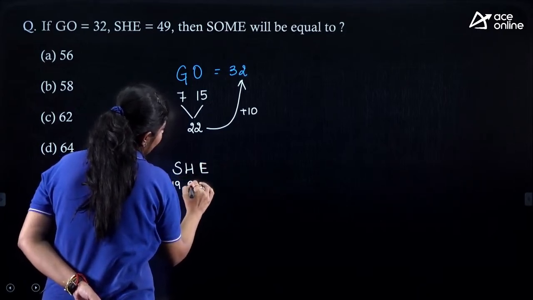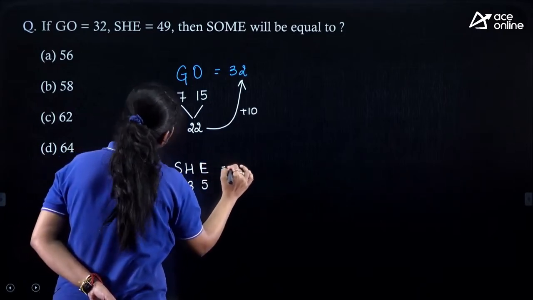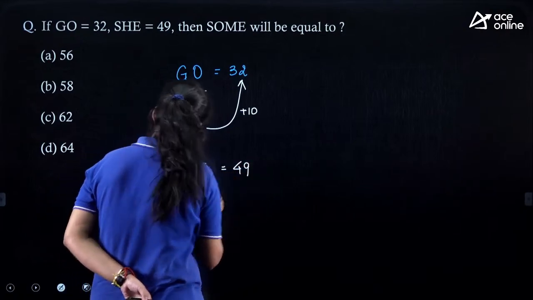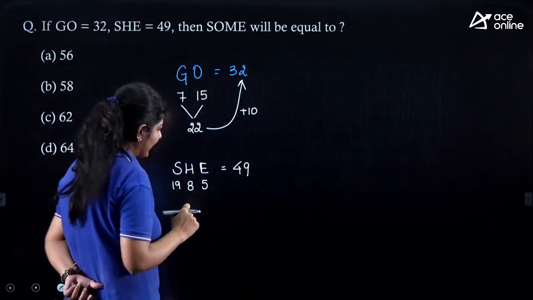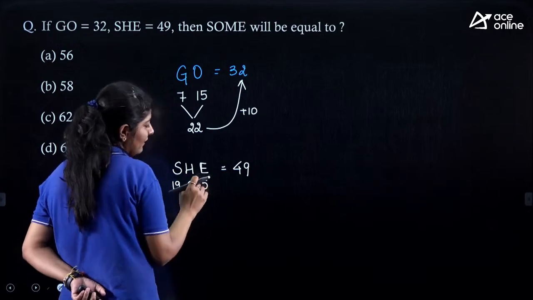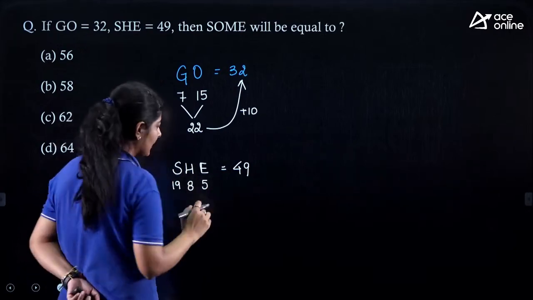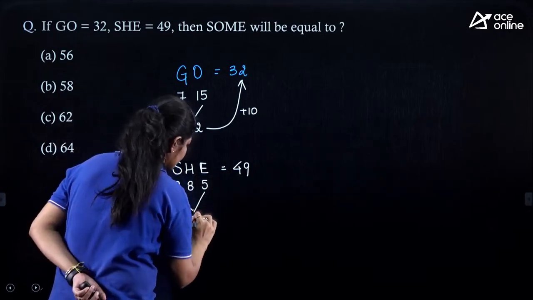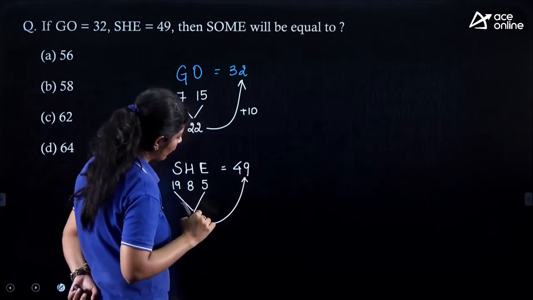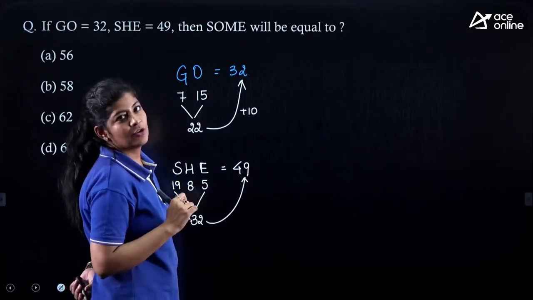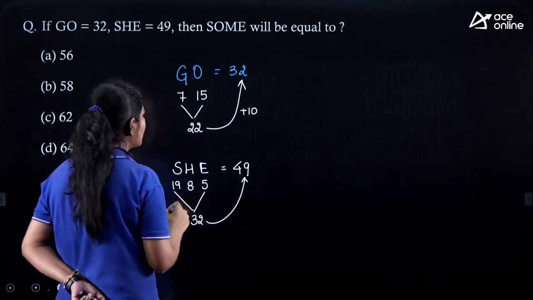19, 8, 5, and it is coded as 49. Right? Okay. 19 and 8 is nothing but 27. 27 plus 5 is nothing but 32. And the difference between these two is not 10. That means this logic is not correct. We need to change our logic.